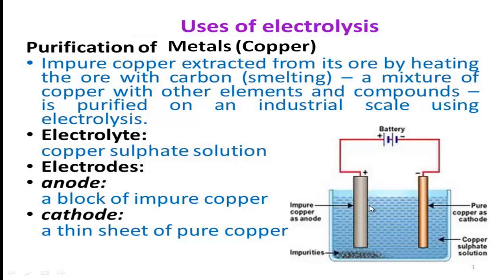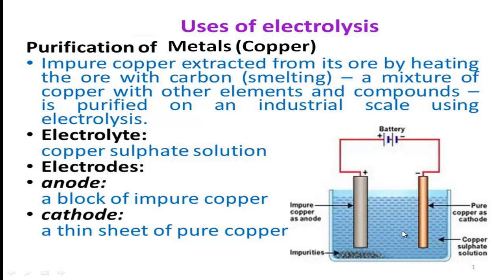Now how will the electrolysis process occur here? From the impure copper anode, copper atom releases electron and is converted into copper ion and mixes with the solution, because inside the copper sulfate solution there is present copper ion and sulfate ion. So when copper releases electron, the electron goes through this wire to the cathode, and copper ion mixes with the solution.